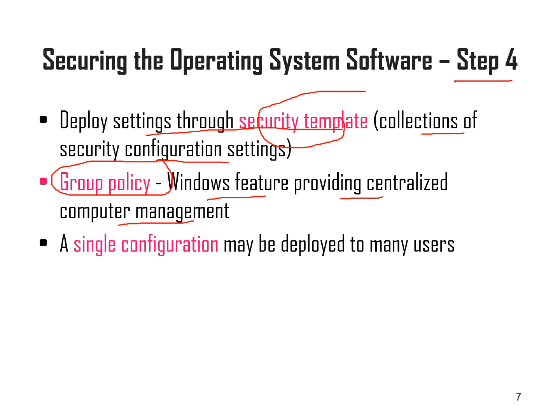Group policy is nothing but centralized computer management that will deploy the settings through a security template. A single configuration may be deployed to many users with the help of group policy. We can make a single configuration and deploy it for many users. So this is the fourth step, deploying the security settings through a security template.